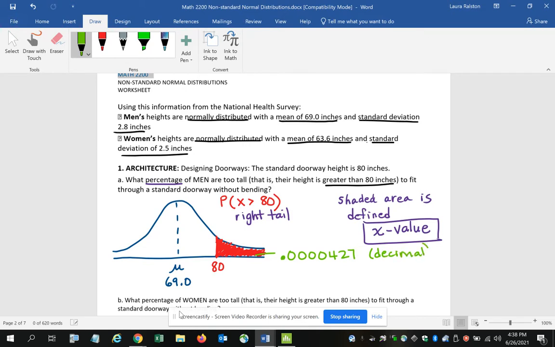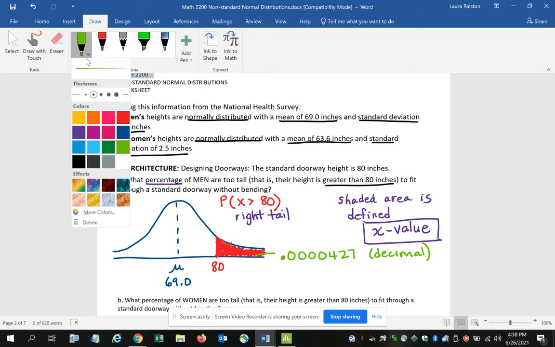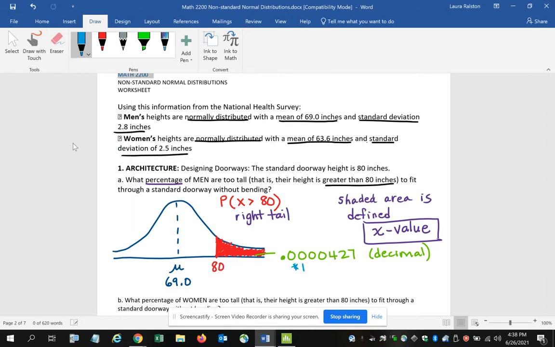We were asked for a percentage. To get a percentage, we multiply by 100%. So I'm going to multiply this decimal by 100%, which gives me 0.00427%. Basically, you're at 400ths of a percent of men are too tall to fit through a standard 80-inch doorway.